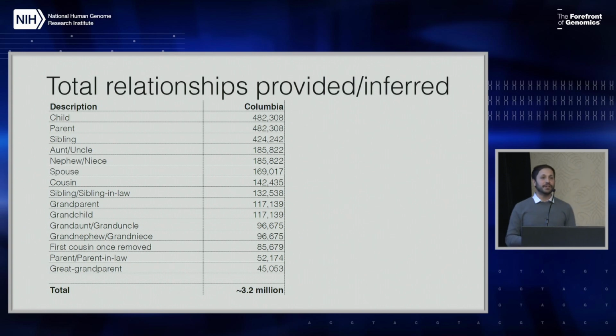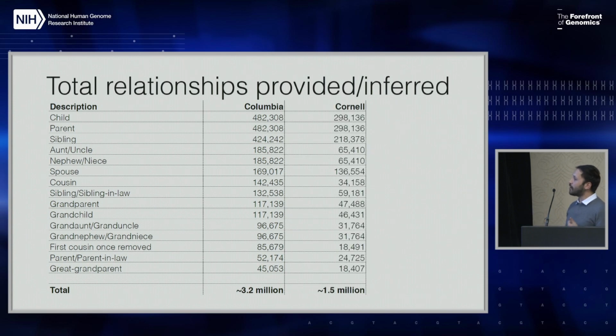We get about 500,000 parent-child relationships at Columbia. We get about 420,000 sibling relationships, 200,000 avuncular relationships, a term I learned from doing this study, which technically means of uncle, but geneticists seem to use it just to mean all of those relationships. But whatever, you guys can figure that out. And so we have spouse, cousin, siblings. Look at this. We have great-great-grandparents. We have first cousins once removed. Really fun, interesting relationships that we could use, 3.2 million overall at Columbia.